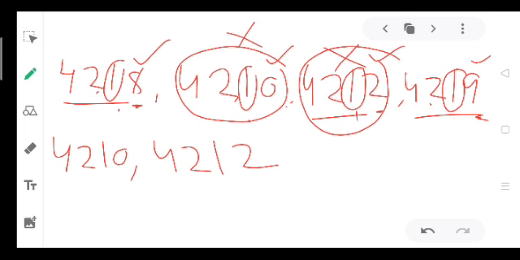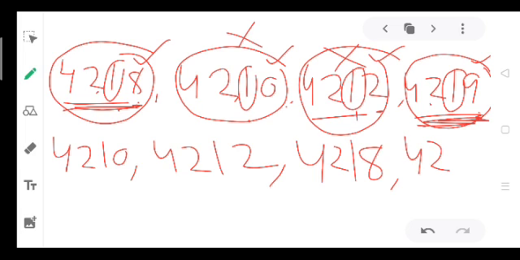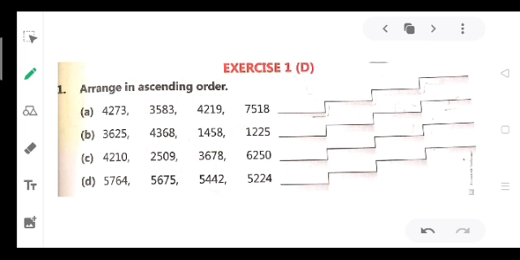Now left 4218 and 4219. Check their ones place. Here is 8, here is 9. So which one is smallest? 8. 4218. And at the last what left? 4219 is the greatest number. So I think student, ascending order is clear to you. Now we will come to descending order.